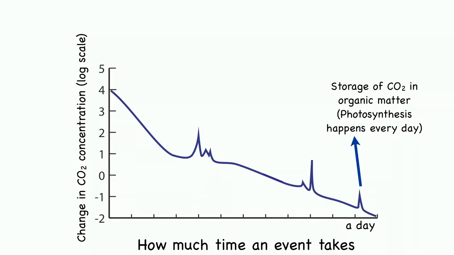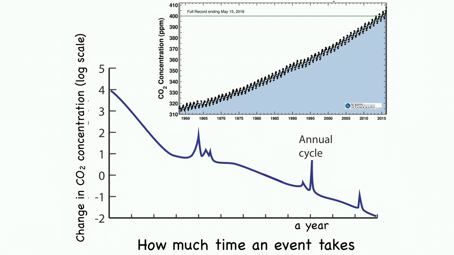On a day, that's a pretty easy thing to imagine. Photosynthesis happens in the day. That is, plants give off CO2, and they take up CO2 during the day and night during the photosynthesis cycle. On the order of a year, this is the annual cycle, and these were the bumps and wiggles that we saw in the Keeling curve.